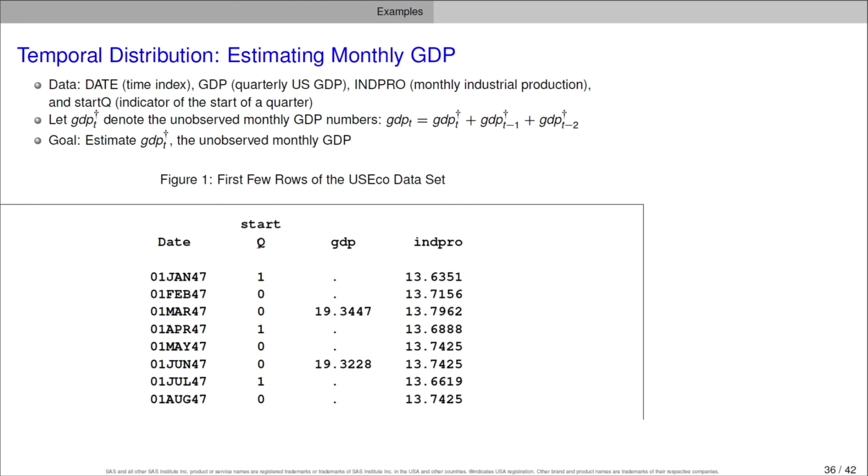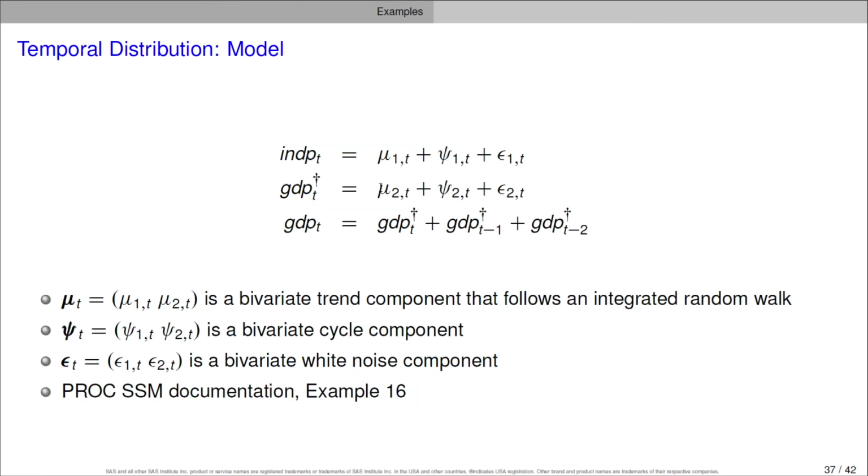Okay, the proposed model. We are going to propose a model for the bivariate series, industrial production and GDP dagger. This is only a partially observed bivariate series because we don't really observe GDP dagger. But a bivariate model for this partially observed series will actually imply another state space model for the fully observed bivariate series, industrial production and quarterly GDP. This implied model is not easy to describe, but you don't have to worry about it. This implied model will be fitted by the SSM procedure behind the scenes.